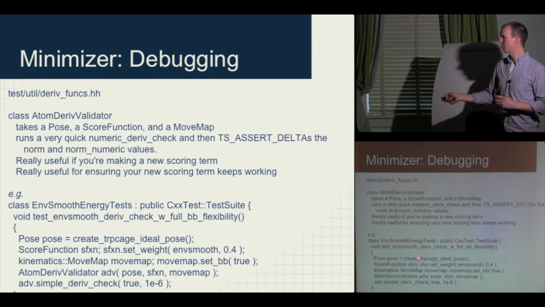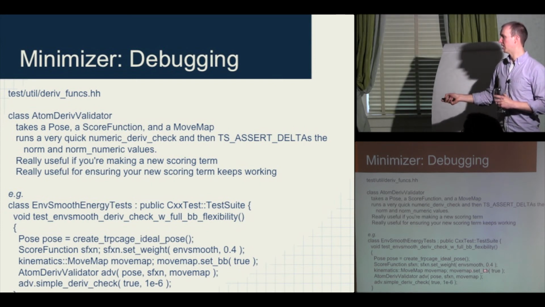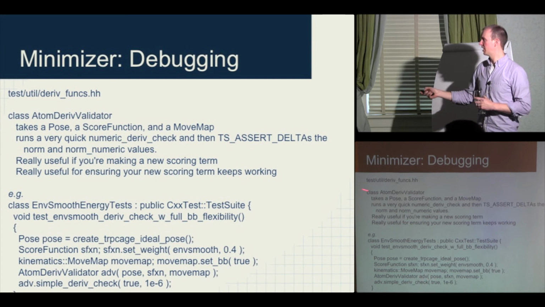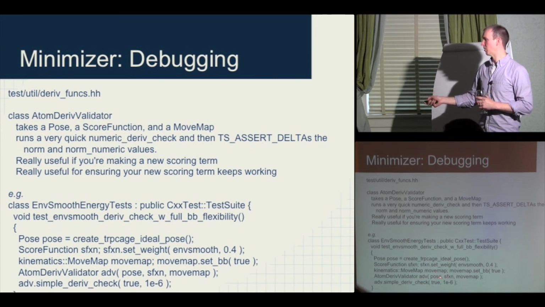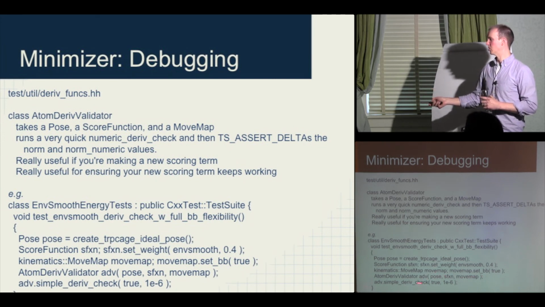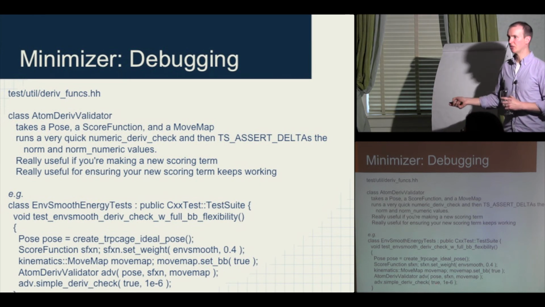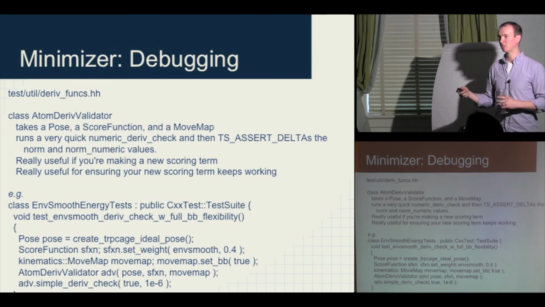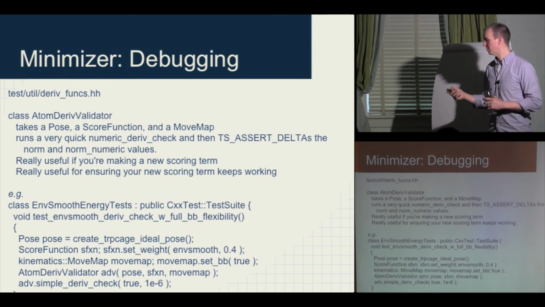So declare a pose from the trip cage, declare a score function, and set the weight for nSmooth to 0.4. Set the move map so that all of the backbone degrees of freedom are true. And then I create an instance of this atom-derived validator class, give it the score function, the pose, and the move map, and then I do a simple deriv check. This runs this numeric test, and then just asserts that nothing bad has happened.